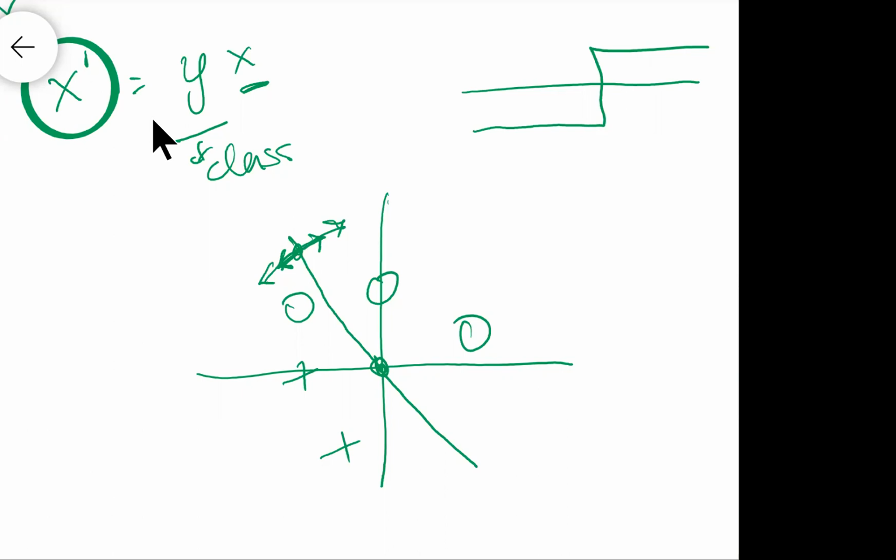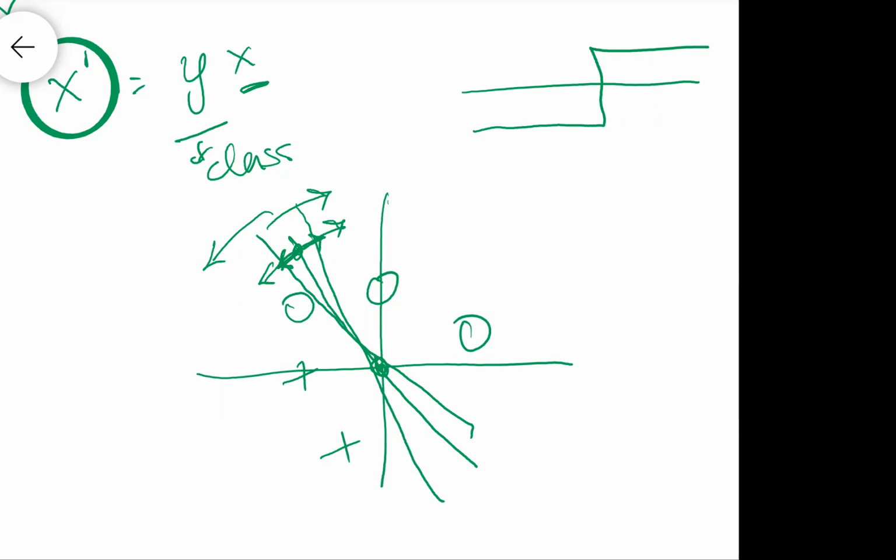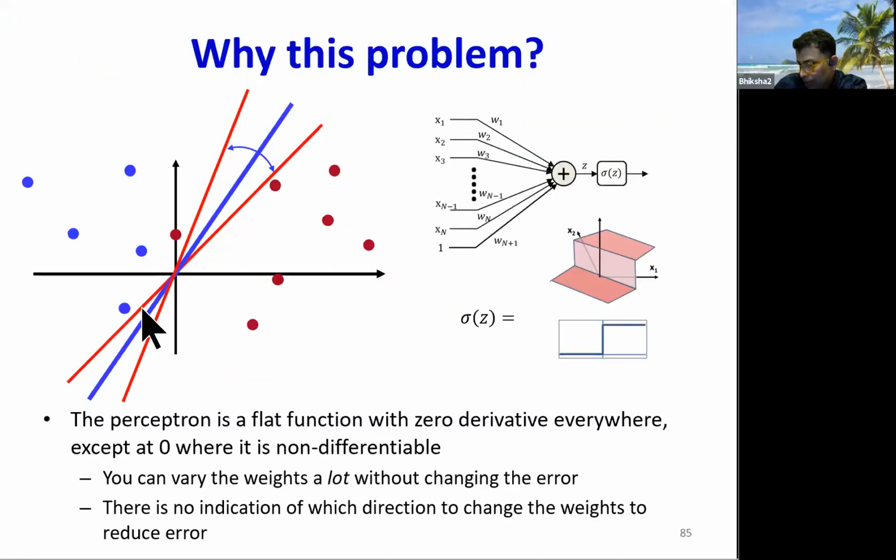No. So the point is this: if I go here, the error doesn't change. If I go here, the error doesn't change, right? So when I begin wiggling these weights, looking at the classification error doesn't tell me whether I'm going in the correct direction, because it doesn't change when I wiggle those weights just a little bit, right? Does it make sense to you guys? Yes.